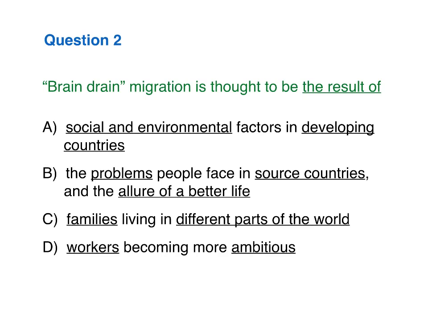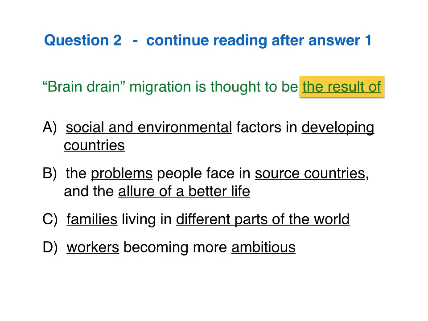When we go to the passage, we can just continue reading after answer 1, the answer to question 1 that we found. And remember, the first part to look for is the part at the top in green, the question part, not the choices yet. So the main thing we're looking for is, what is this brain drain the result of? Let's see if we can find that. Paragraph 3 in the passage is where we're continuing from.